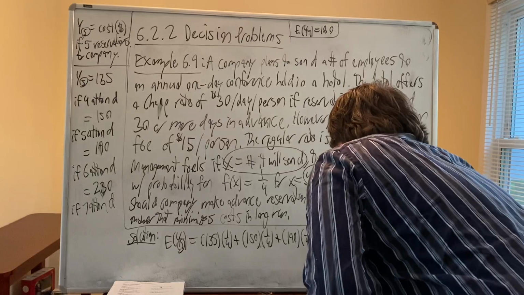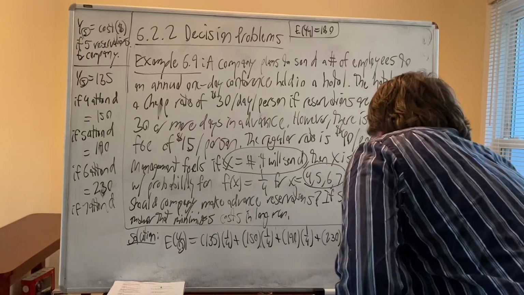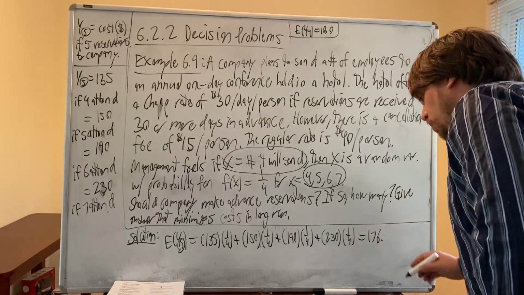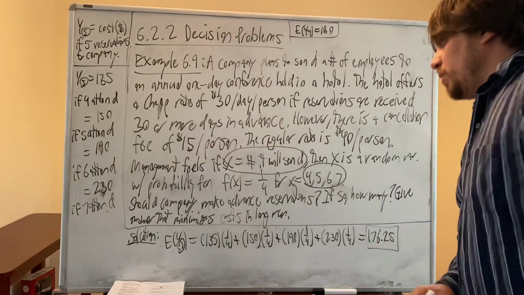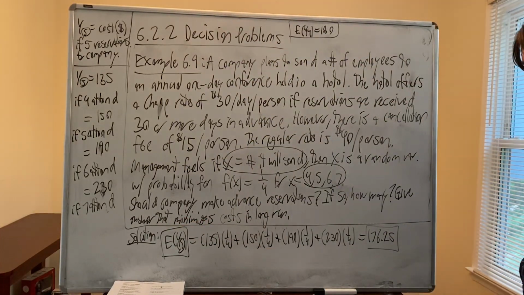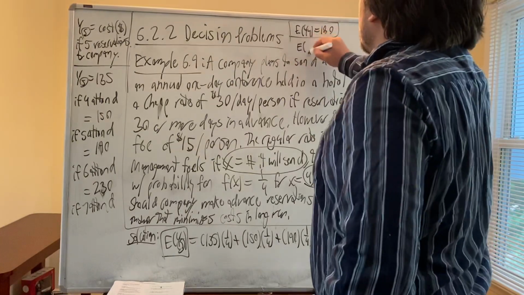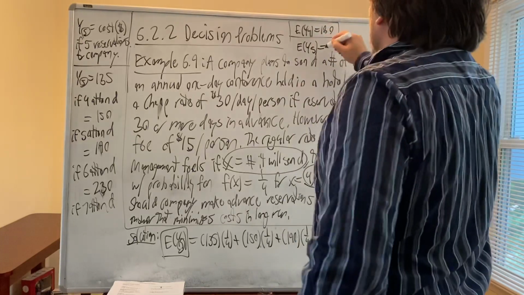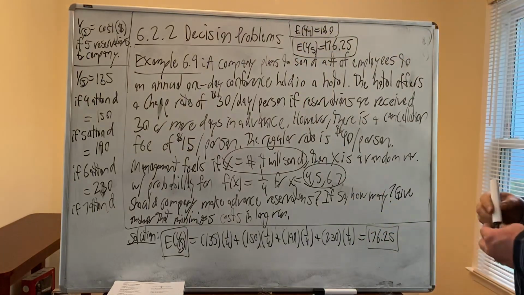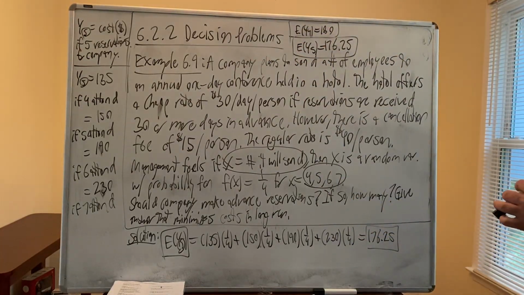plus 230 times 1/4. And so you add up those products and you get 176.25. So E of y sub 5, the expected value of the cost of the company if they make 5 reservations, is $176.25. Okay, so E of y sub 5 is equal to 176.25. Good.